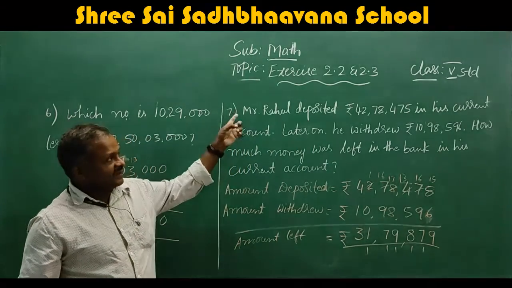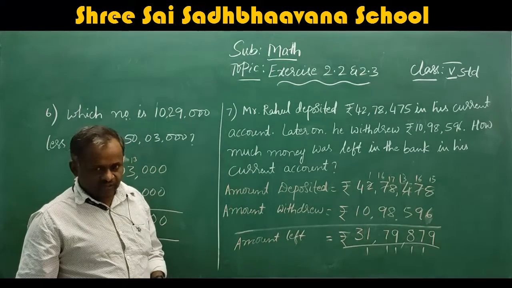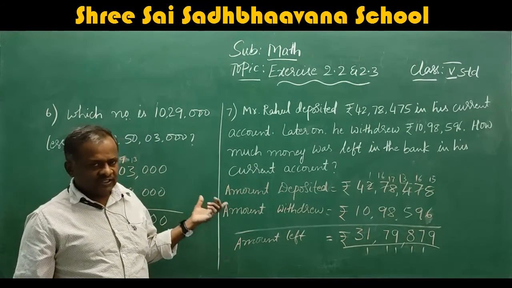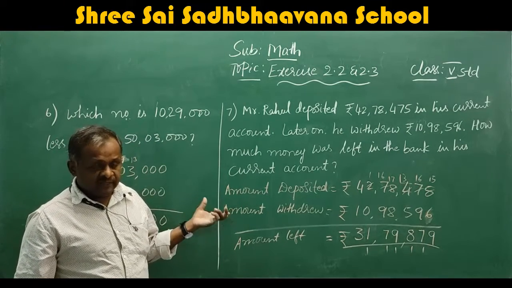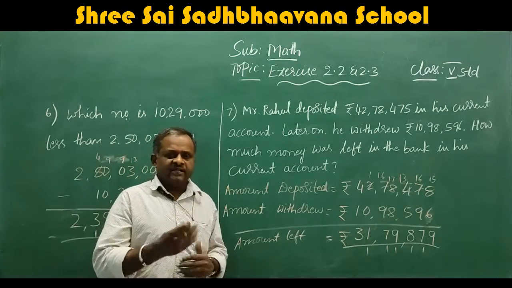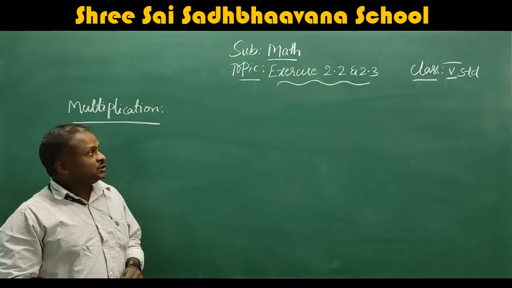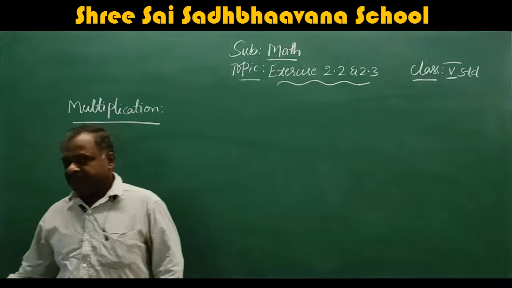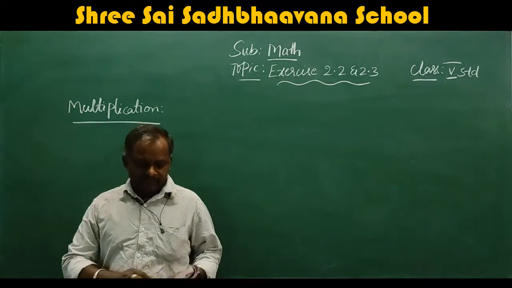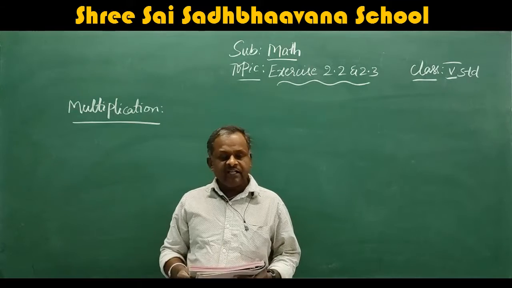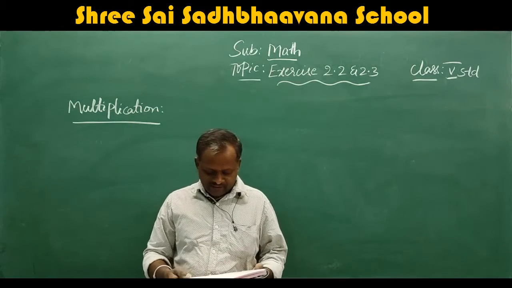Next we will move to exercise 2.3. Okay, remaining problems you have to do in the homework. If you have doubt, I will send them by the classwork. Next, exercise 2.3, that is multiplication. You know very well how to multiply the numbers.